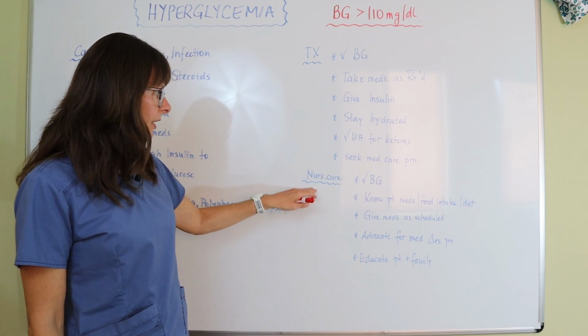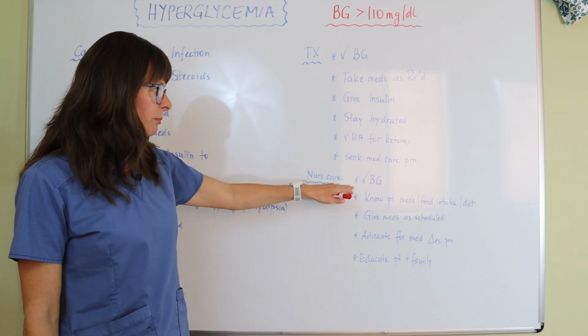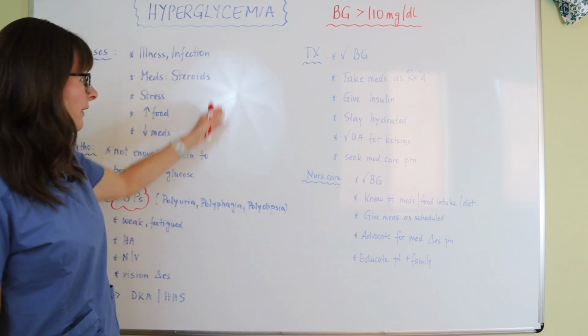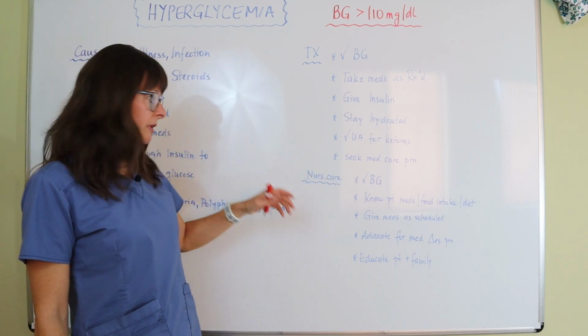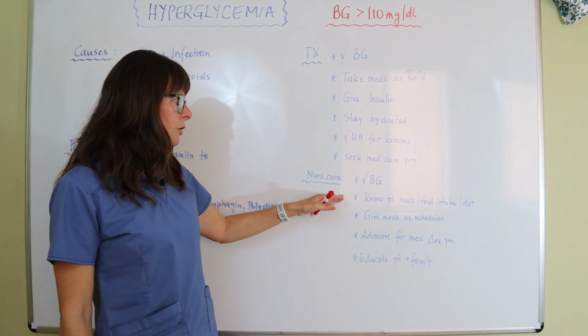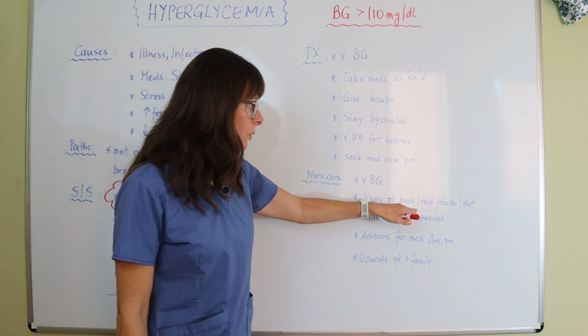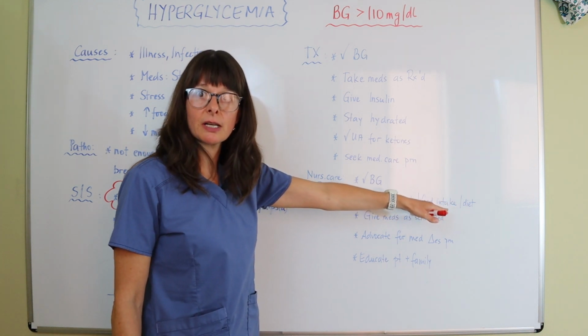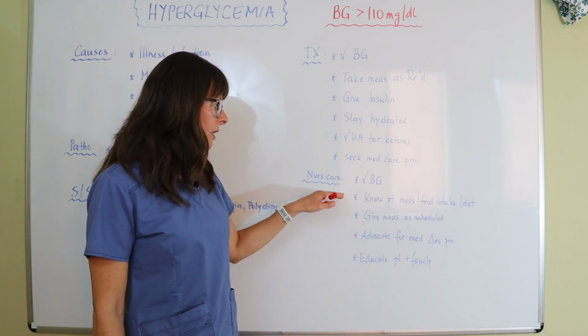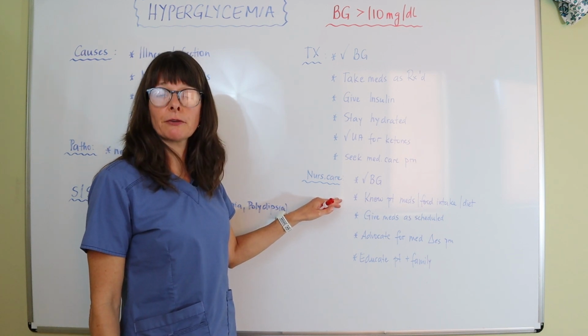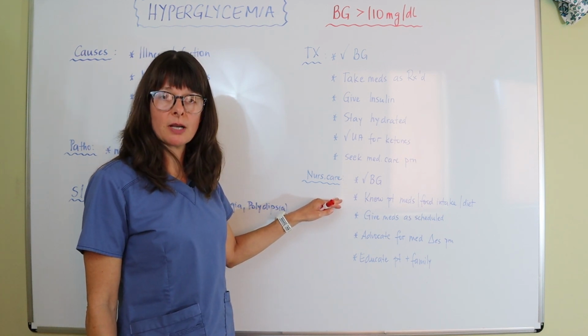Now for nursing care, we certainly need to check the patient's blood sugar vigorously, especially if we know that they are at risk from these conditions that we discussed over here. We need to know the patient's medications, what they're on, their dosages, how much food they're taking in, and what particular diet they're on. And I want to also encourage you to watch the family members, what kind of food they might be bringing into the hospital.